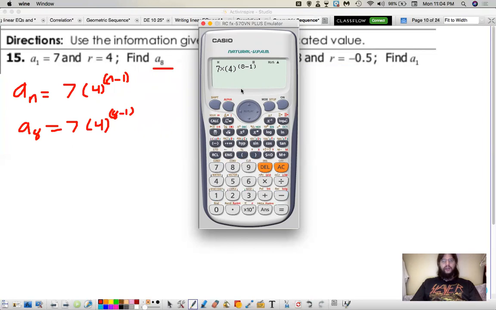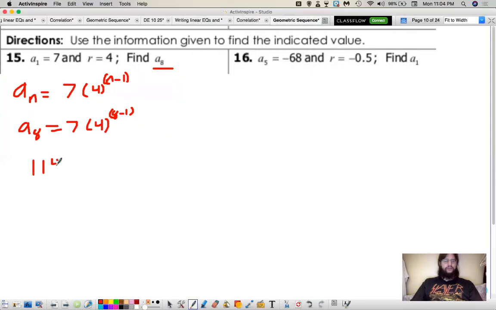Also, the exponent doesn't need parentheses because it is all in the exponent. But if you're using some other calculator, you'll definitely need it. 114,688. Just good habit. Use parentheses. Don't screw up.